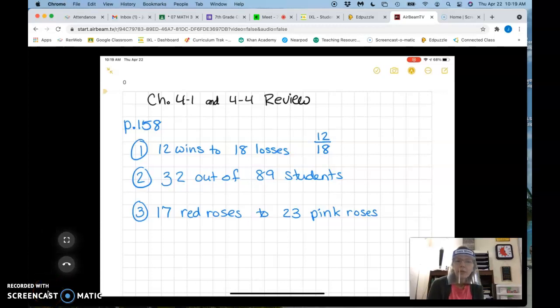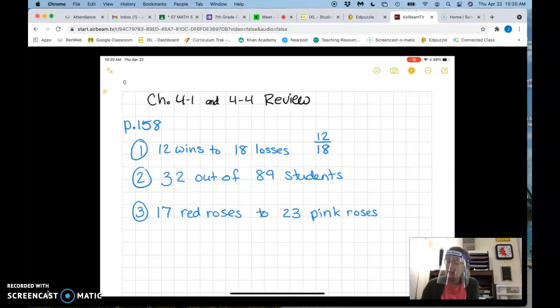Today we are reviewing for your test that is tomorrow, which is over sections 4-1 and 4-4. We're talking about ratios, rates, unit rates, and proportions. So we're starting with ratios, and there are 3 ways to write a ratio.